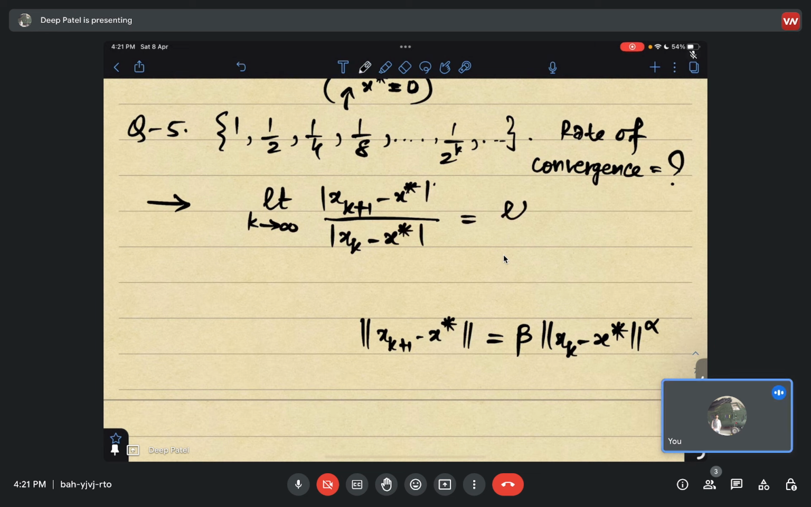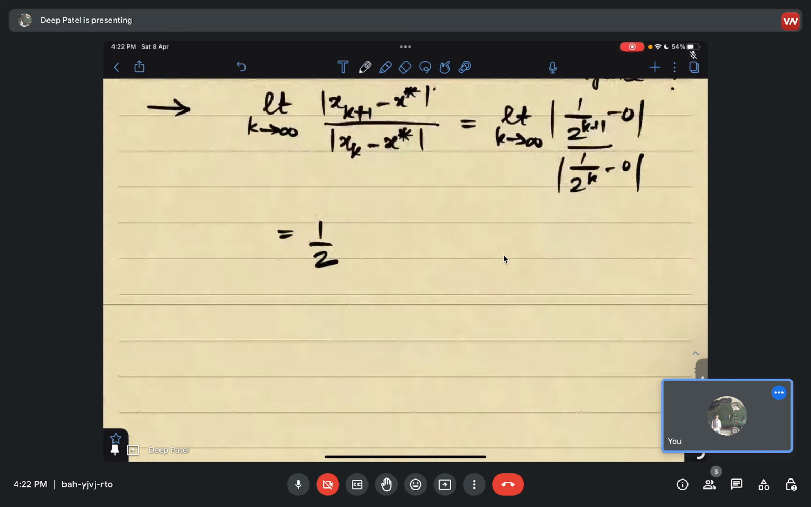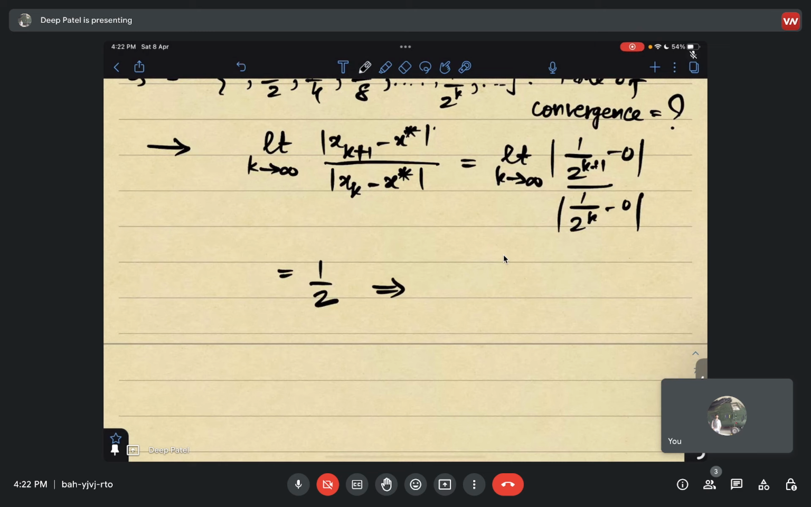So what will it be? The limit as k tends to infinity of (1 by 2 to the k plus 1) by (1 by 2 to the k), minus 0 in both. What do we get? It will be half. So beta is half, and the rate is linear, right? Yes, the rate is linear. And why is it linear? Because that alpha is 1, right? Yes, so this alpha is 1.